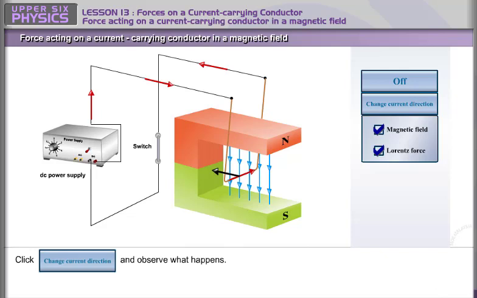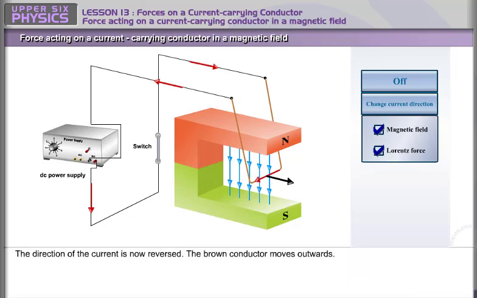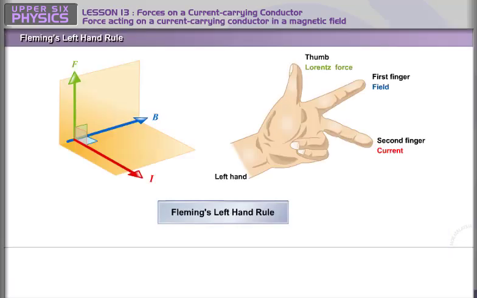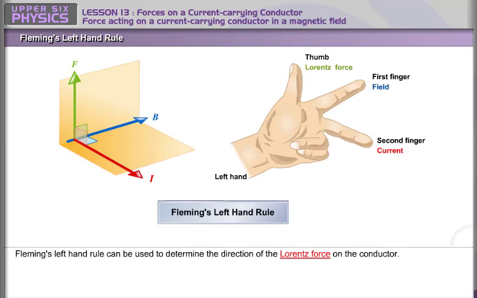Click the Change Current Direction button and observe what happens. The direction of the current is now reversed. The brown conductor moves outwards. Fleming's left-hand rule can be used to determine the direction of the Lorentz force on the conductor.